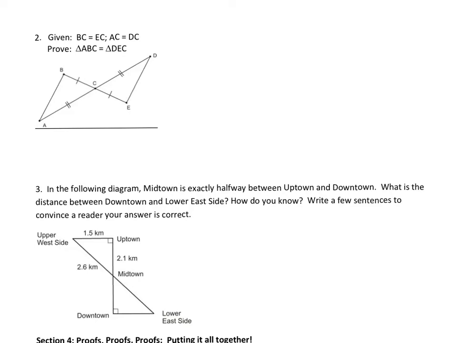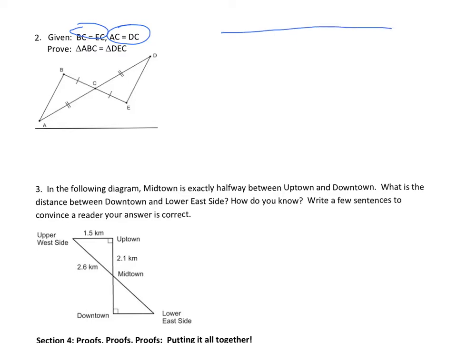Okay, we're going to look at a proof here. We're given that BC is equal to EC and AC is equal to DC. Now, they are already marked in this picture, but again, if you're doing a proof, make sure you mark things that are given. So notice we have one tick mark, BC and CE, and then AC and DC have two tick marks. They're already shown to be equal.